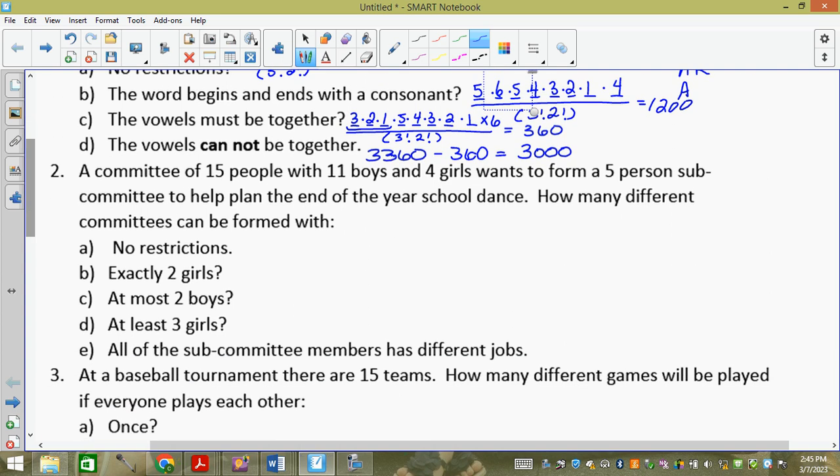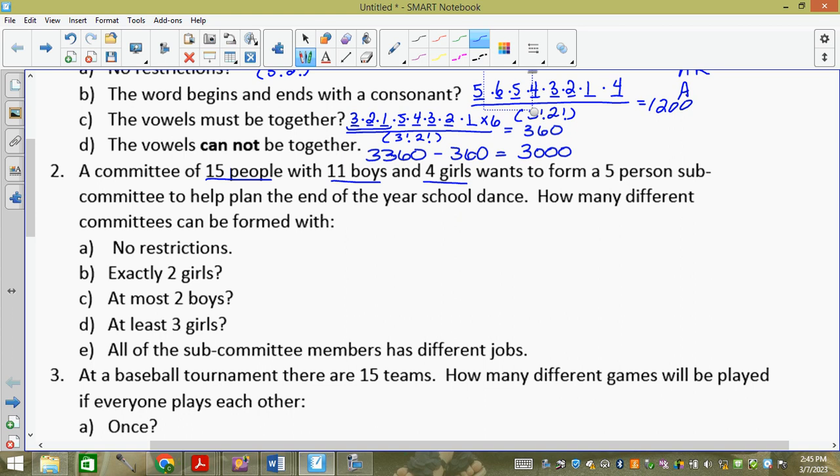This one says a committee of 15 people with 11 boys and 4 girls. So we have to watch ourselves. There's no restrictions. We're using the 15. If they talk about boys and girls, we're using the 11 and 4. If we're choosing boys from boys and girls from girls and they don't have any jobs, it's a C. It's like I said, principals from principals, students from students, drivers from drivers, irons from irons, right? Doesn't matter what it is.